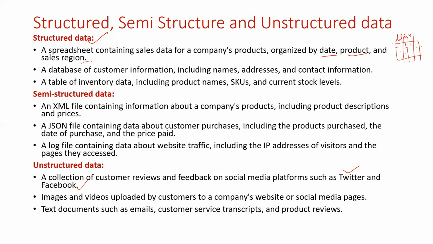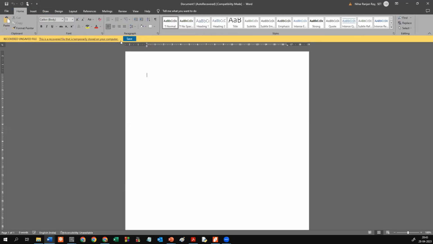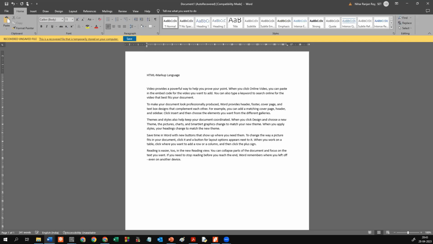If you don't understand, what is HTML? Hypertext Markup Language. What is this markup again? XML is also a markup language. So what is this markup language? Text encoding system.